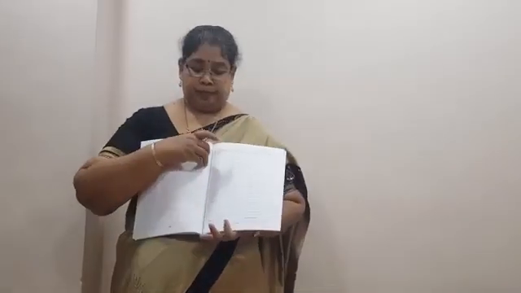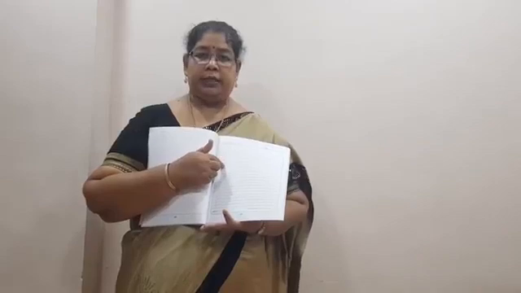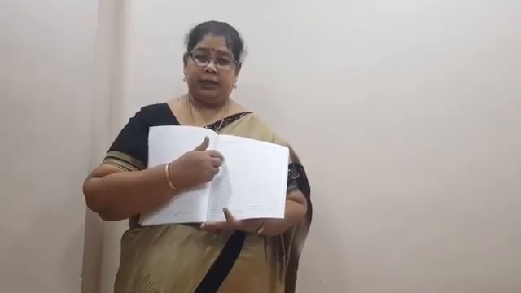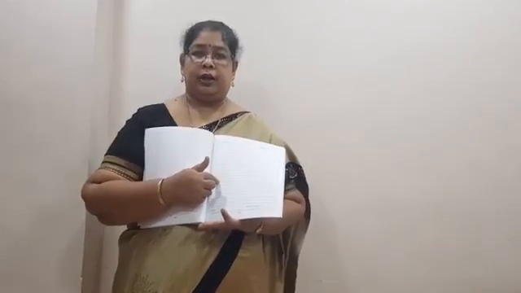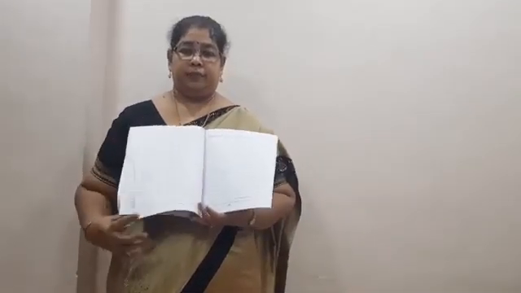Once more I will tell you how to do. Like this way you have to take a fresh page. What all things you have to do in the ruled page is aim. After aim, materials required. After materials required, chemical equation and then conclusion. So 4 things: aim, materials required, chemical equation, conclusion. And on the plain page only the observation table.